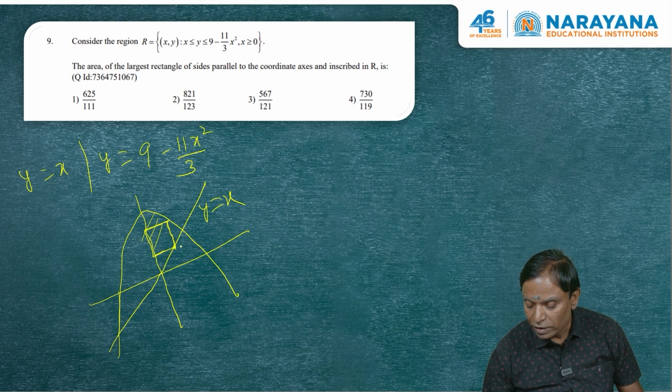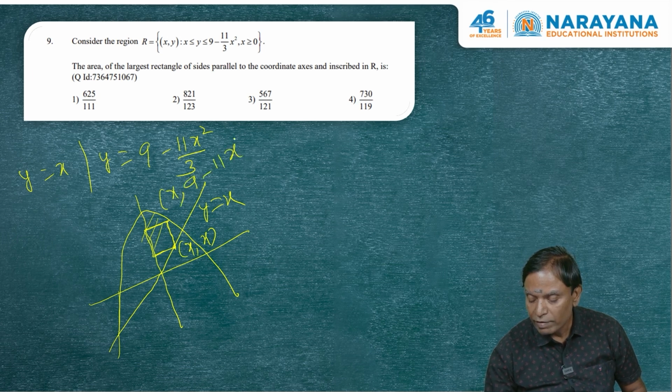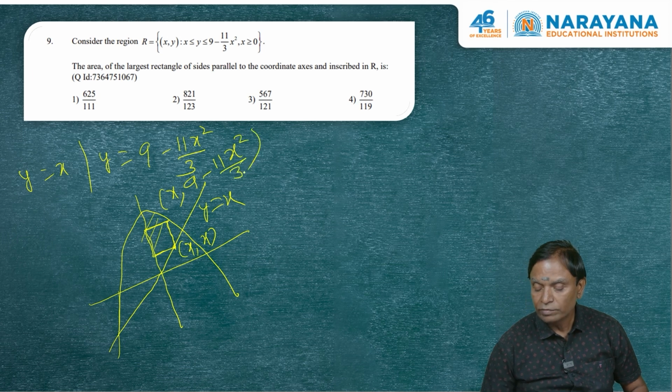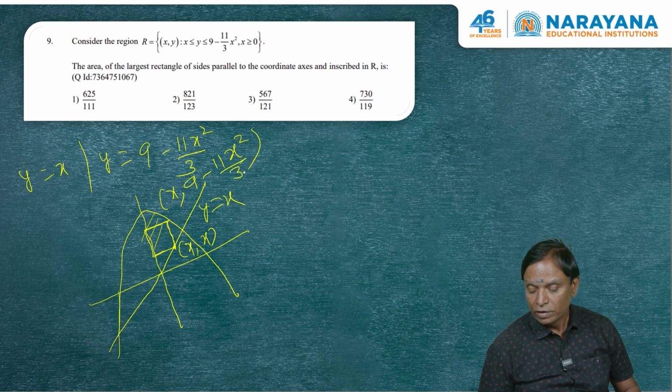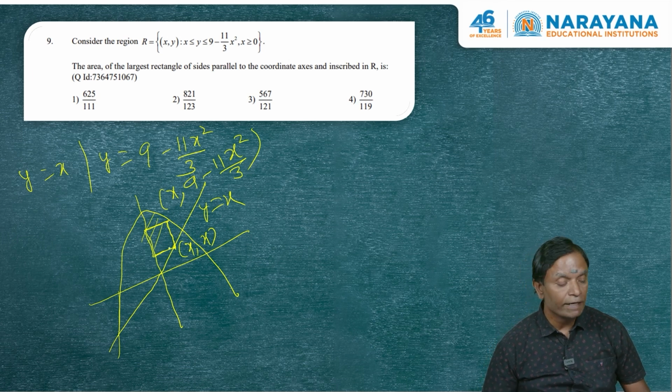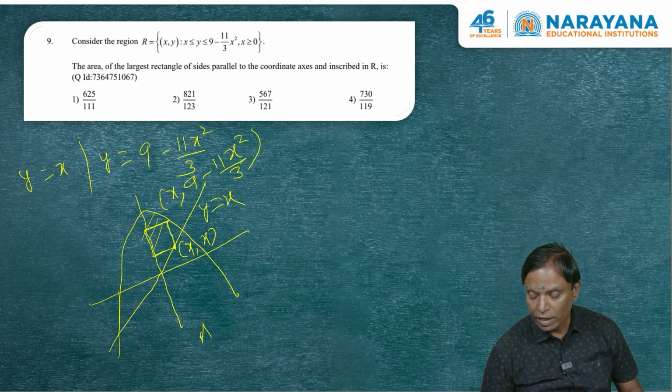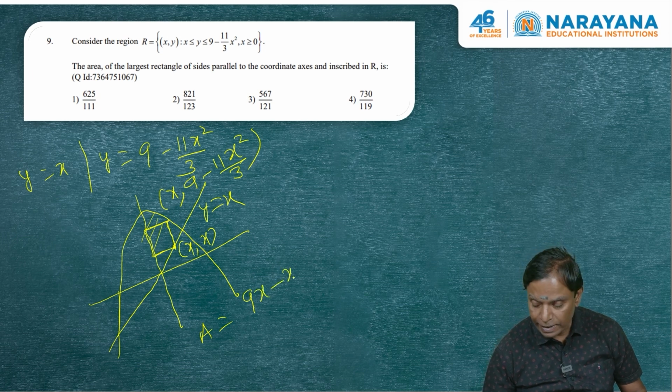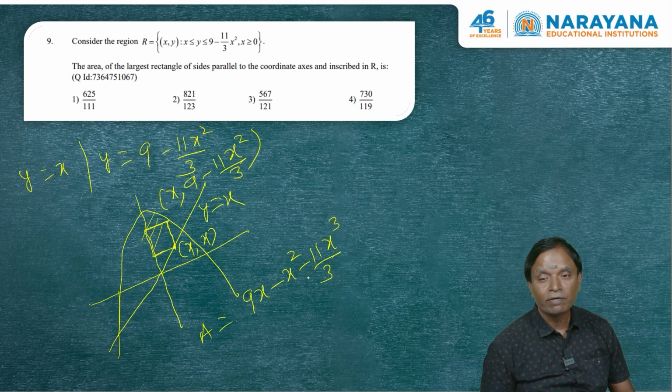Now if I take this point on the line as x, since it is parallel to y-axis, this point will become x, comma 9 minus 11x square by 3. This will become length, this will become breadth. You can get the area of the rectangle. Your area of the rectangle will be nothing but 9x minus x square minus 11x cube by 3. Now calculate the maximum area of this.